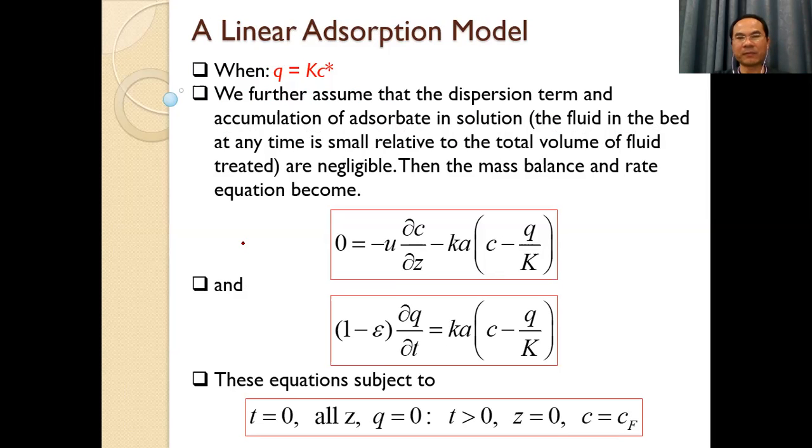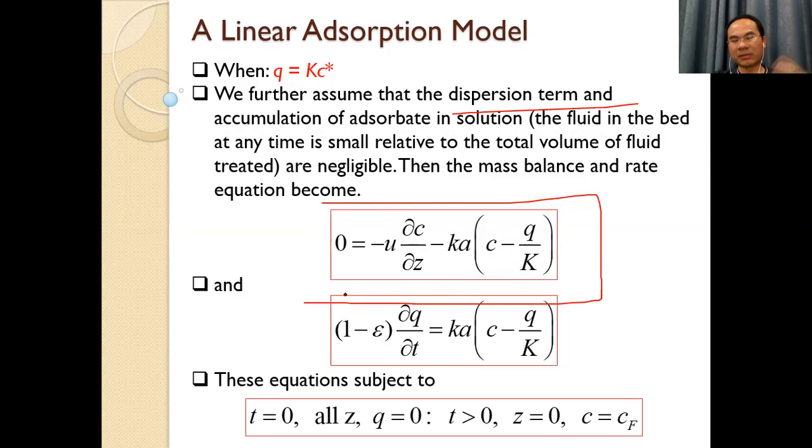For this case, we assume further that the dispersion term is negligible, because it is very small relative to the total volume of fluid. We can then reduce the mass balance. The mass balance equation is: minus U dC by dz minus Kc minus Q over K, which is the rate of adsorption. The rate of adsorption equals Kc minus C theta, where C theta is Q over K.